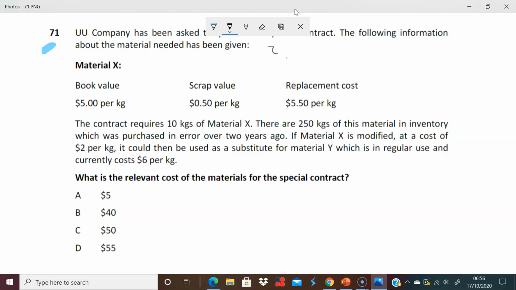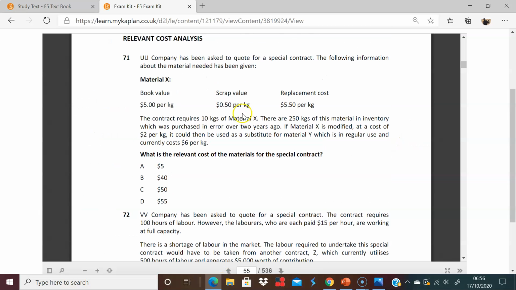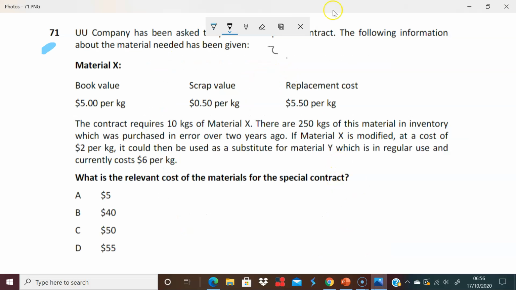Yeah, so it's been asked to do a contract. 71, to quote. So he's been asked to quote for a special contract, so there are no figures there. Good, so the following information is needed. This is from the information that we have. And so we agreed that the contract requires 10 kilograms of material X.